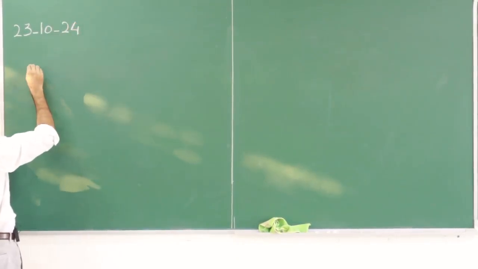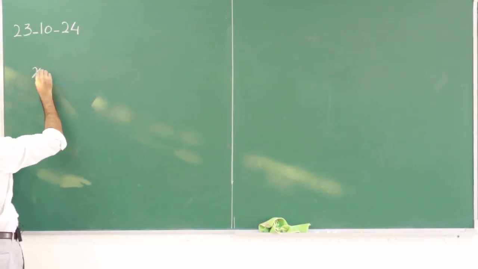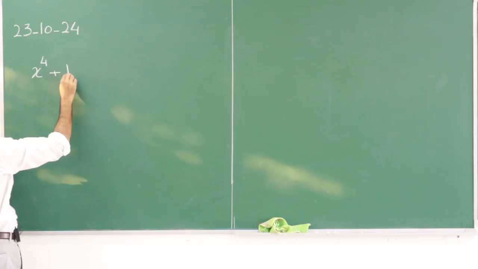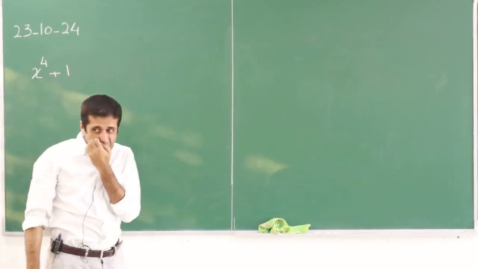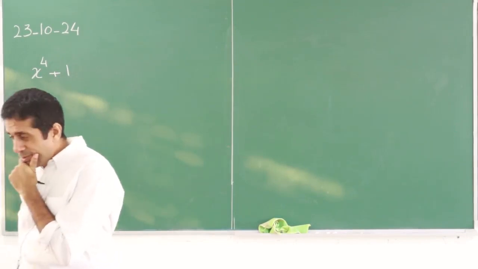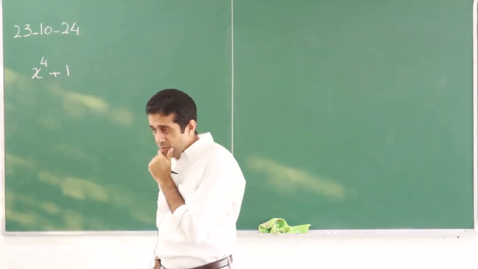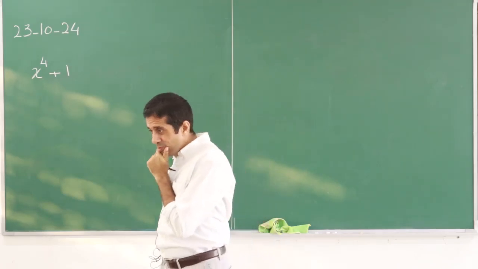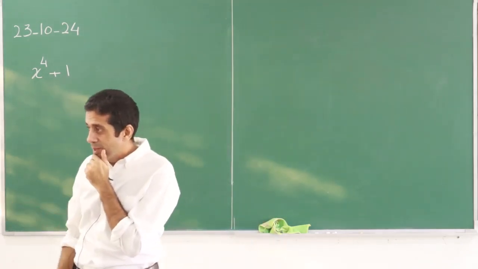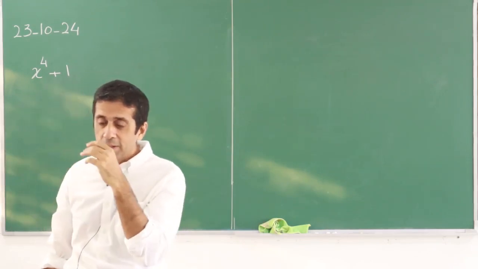So let's try something easy. This is problem 122, right? x to the fourth plus 1. So how did you think about it? I just want to understand, how did you think about this problem? I will do this one. You didn't do this one. Okay. How did you think about this problem? You did this one. How did you think about this?